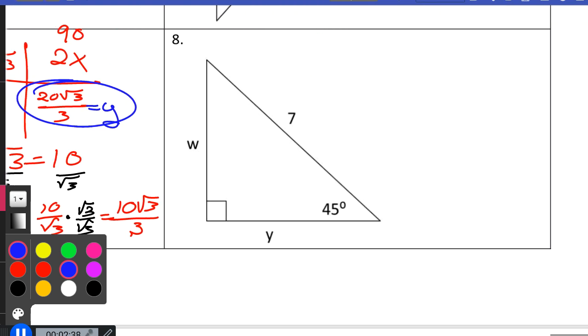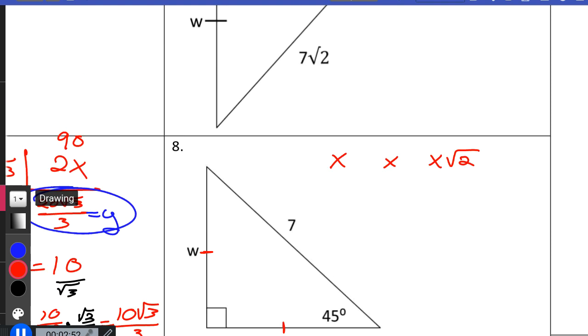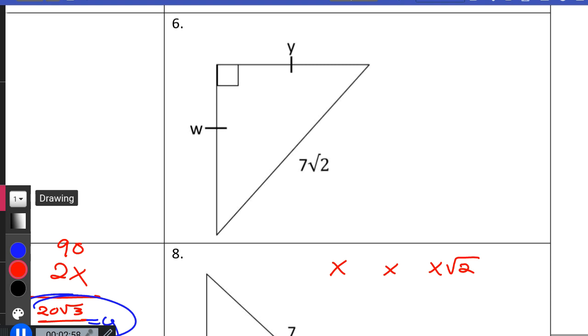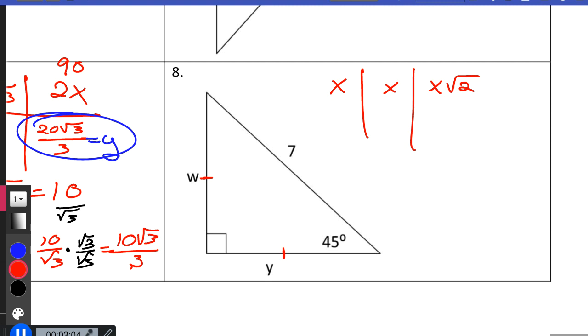All right, for number 8, we have a 45, 45, 90. Our pattern is x root 2. Nope, not x root 3. x root 2. Notice on this one up here, there are no angles. Well, it's a 45, 45, 90 because we've got the two sides being the same. So it's going to be just like this one. Okay, determine where the 7 goes. Is it across from the 45, or is it across from the 90? Well, the 7 is across from the 90, so it goes there.